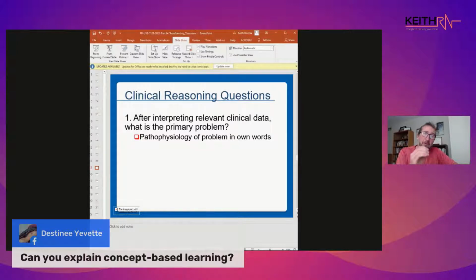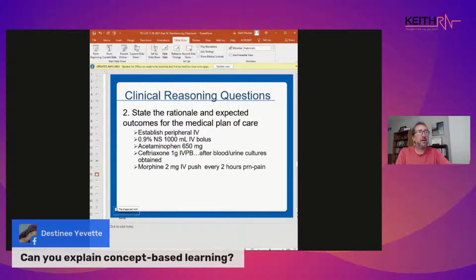But then let's help our students identify the inflammatory response, systemic inflammatory response syndrome and SIRS and what it represents. Question 1. Now, medical orders come. State the rationale and expected outcomes for the medical plan of care.